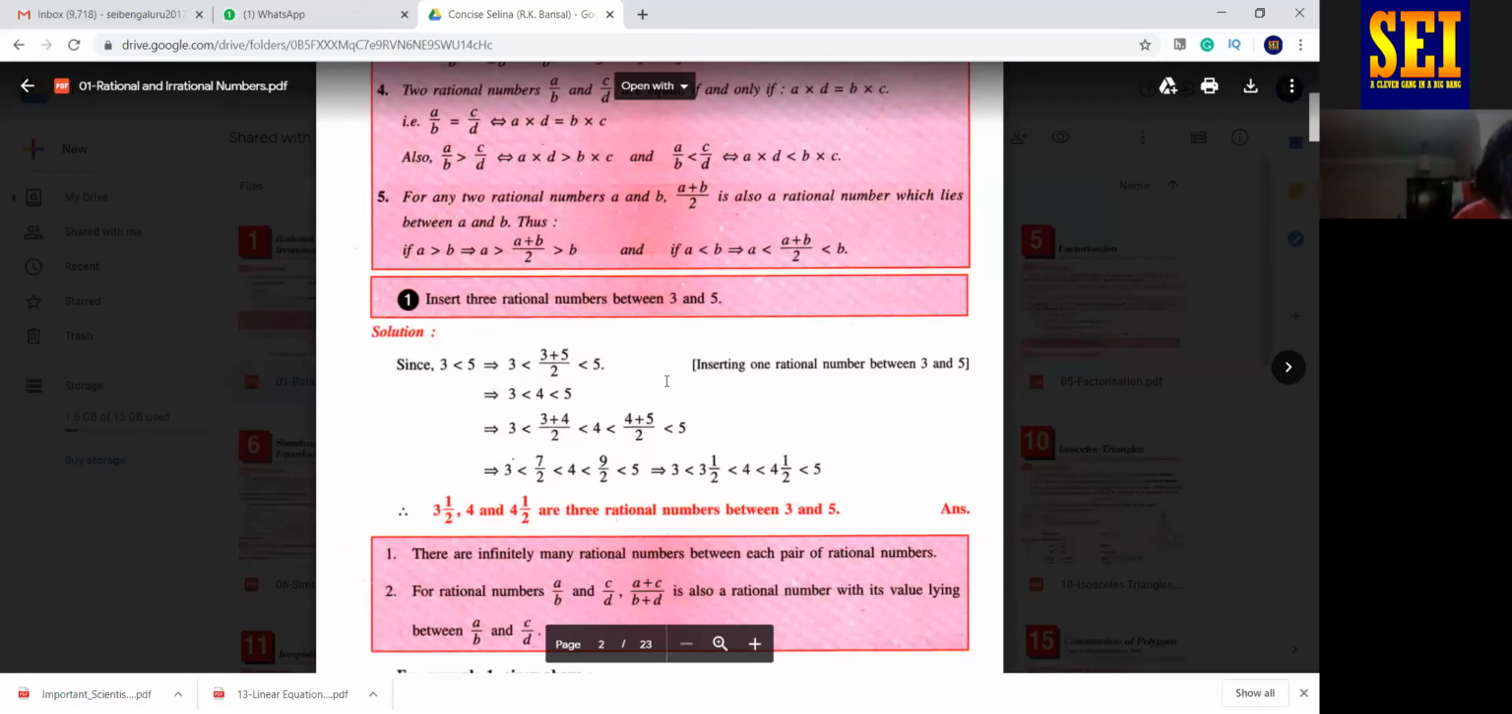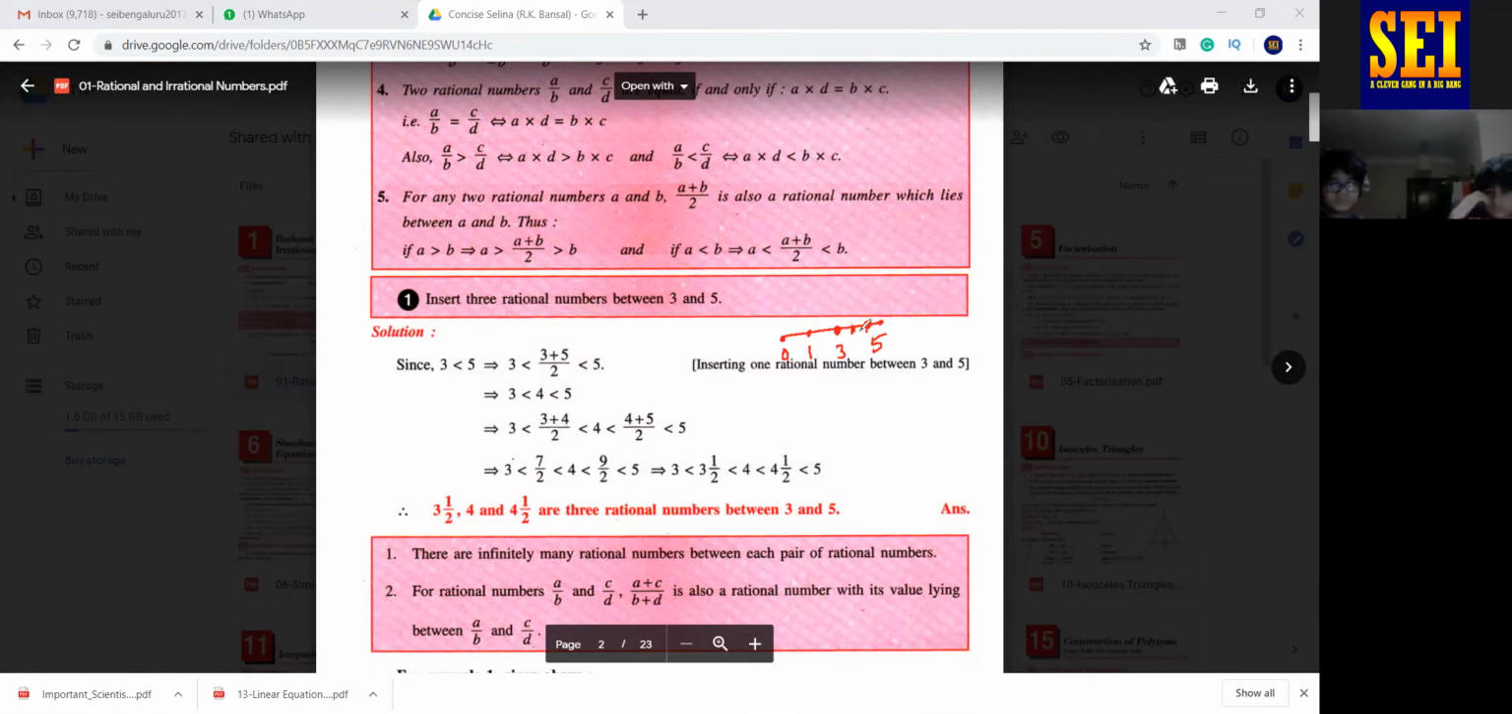Now the question is, insert three rational numbers between 3 and 5. For example, there is a line, you can take it. This is 0. This is 1. This is 3. This is 5. Now, between 3 and 5, what are all the next three numbers we have to see? Now, 3 and 5, the center point, if you calculate, then that is the first point. Between these two, 1 point.